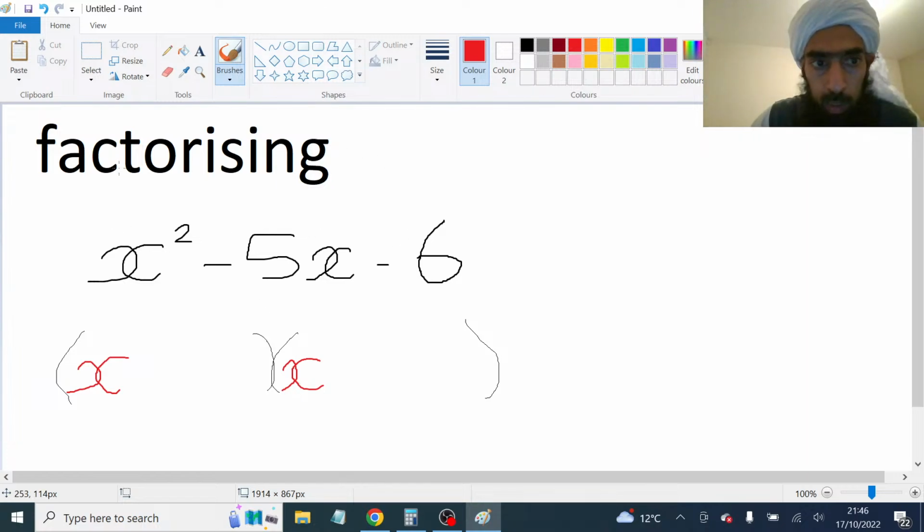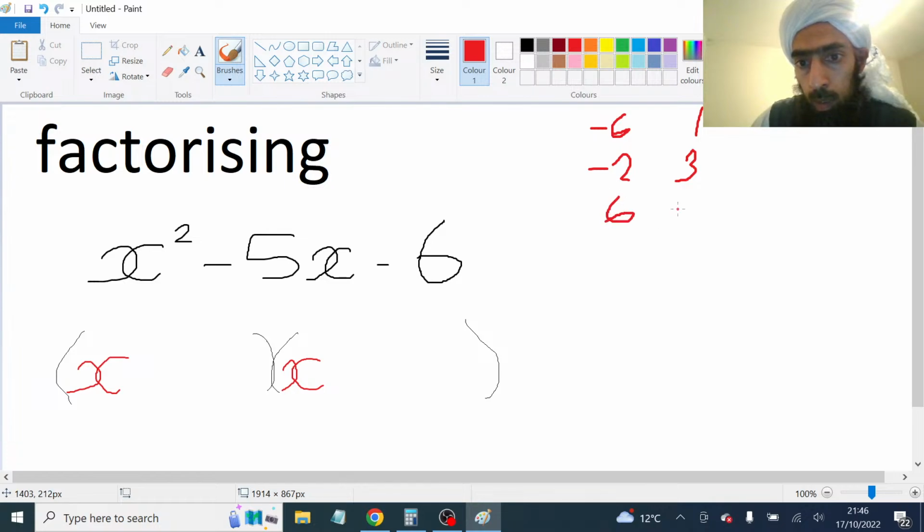Then, just like we looked at the beginning, we now look at the end and we see a minus 6 here. So we think of all the pairs of numbers that times to get minus 6. So I've got minus 6 times 1, and I've got minus 2 times 3, and I've also got the reverse. So I've got 6 times minus 1, and I've got 2 times minus 3. As long as you're happy that you've got all the pairs, then it's just a question of picking the right one.